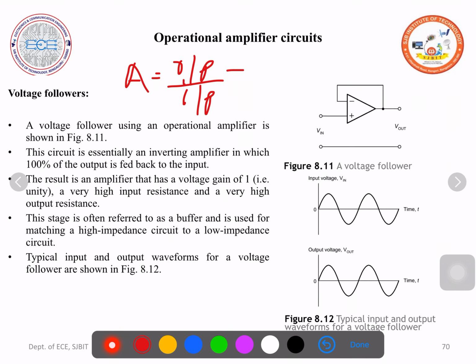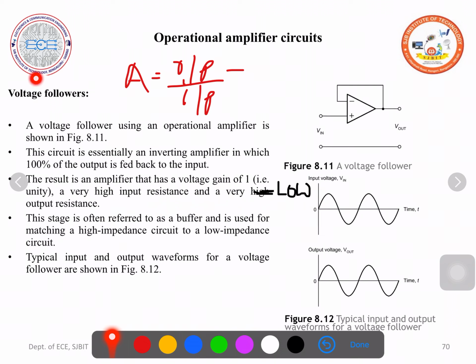So the voltage gain is 1. It has a very high input resistance. One more mistake here is, it has a very low output resistance. I don't know why VTU has selected this as a prescribed textbook, which consists of a lot of mistakes. So in your notes, your downloaded notes or textbook or PPT, you should make all these changes. The result is an amplifier that has a voltage gain of 1, a very high input resistance and a very low output resistance. This stage is often referred to as a buffer.